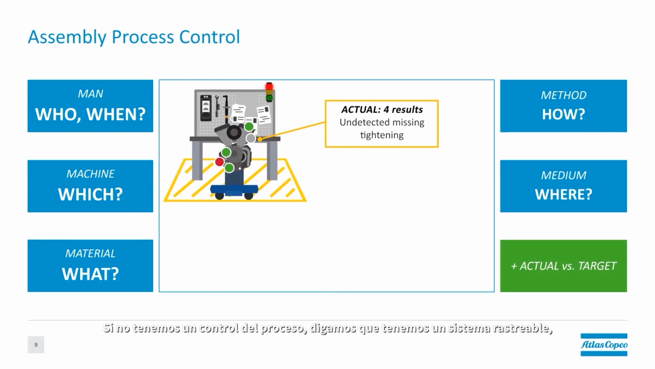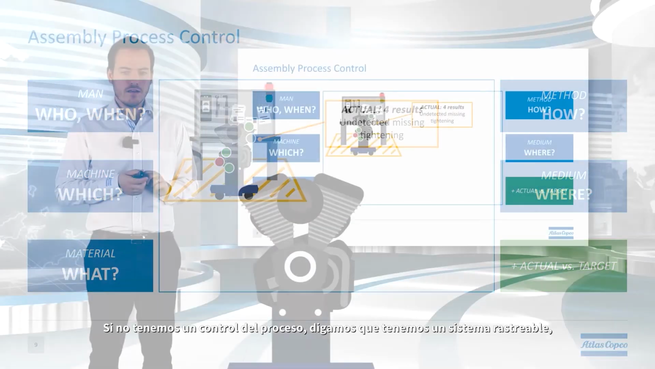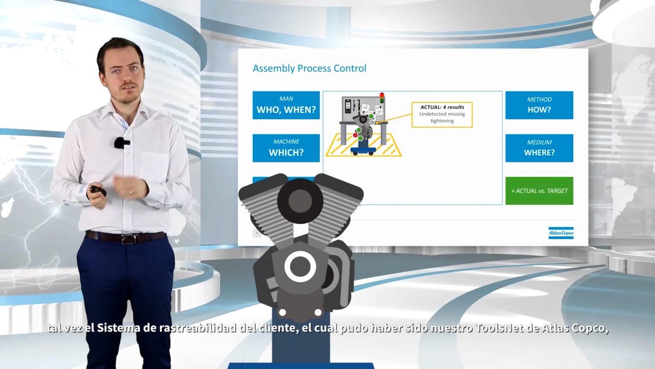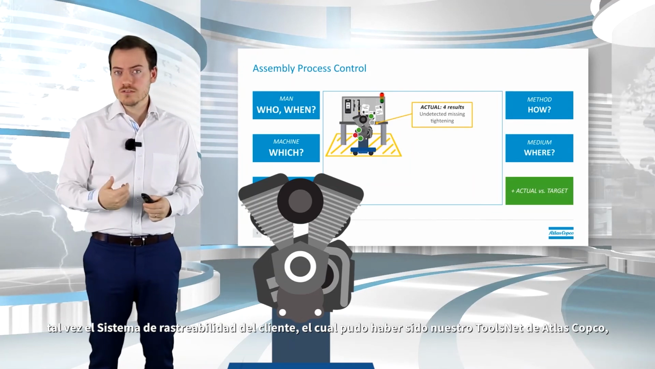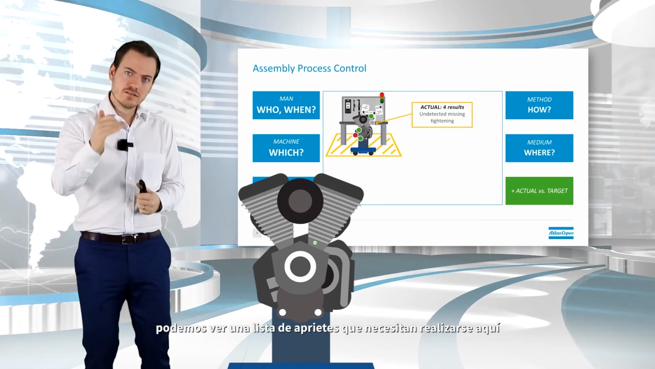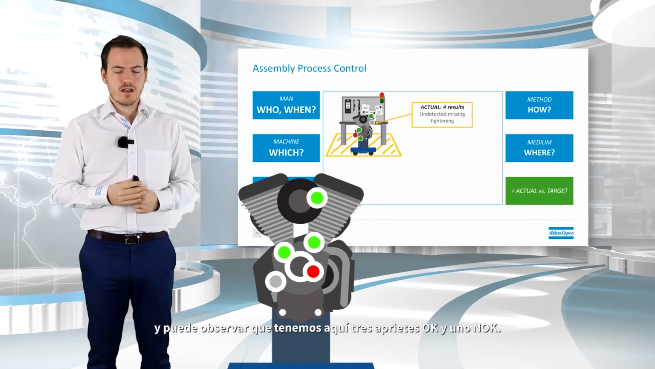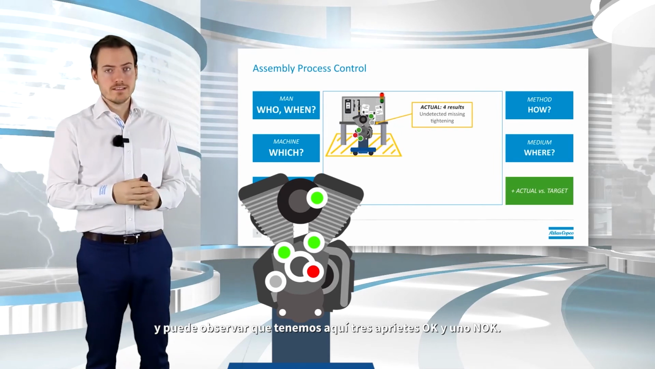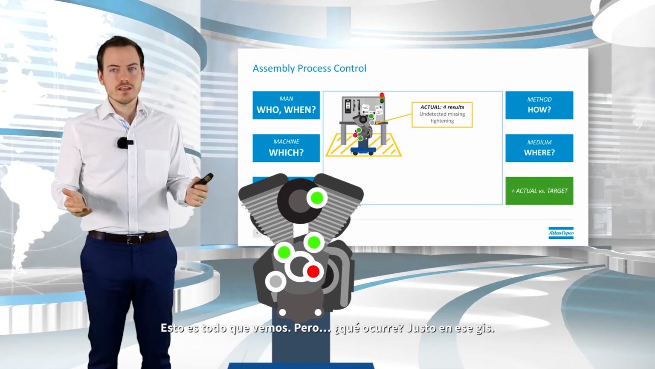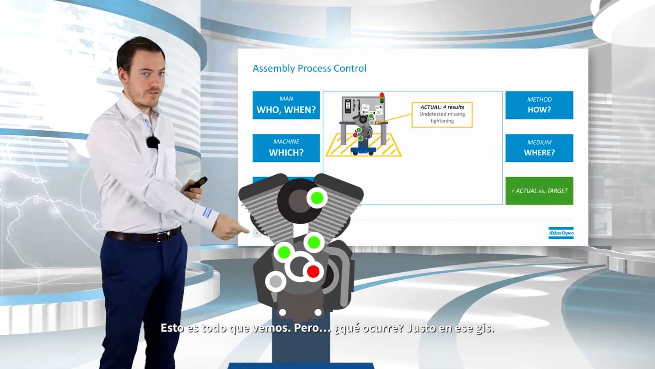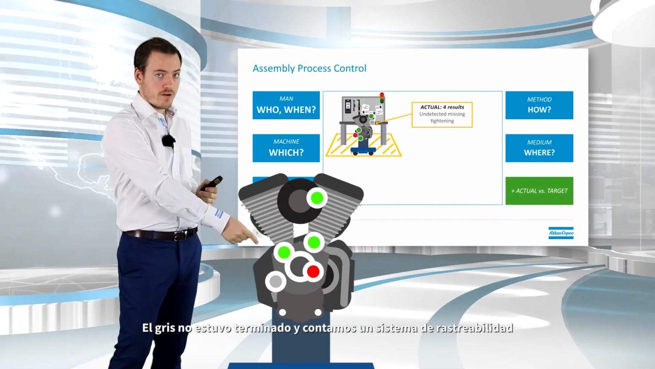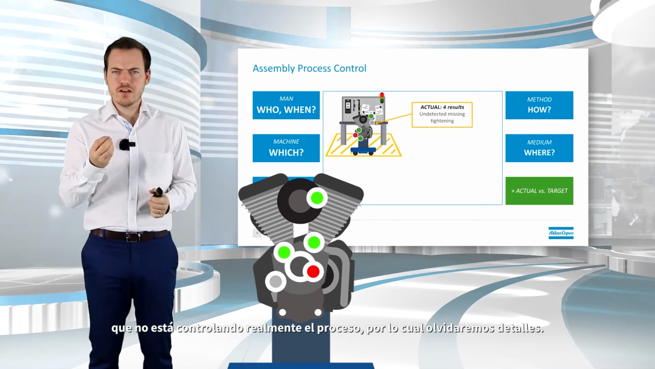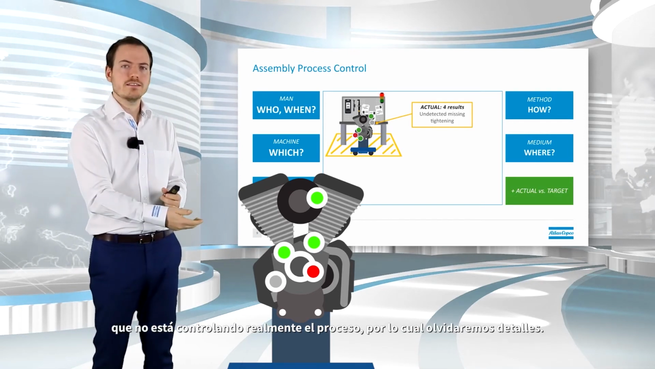Now, if we don't have process control, and let's say we have a traceability system, maybe the customer's traceability system, the quality system, it could be even our own ToolsNet, then we see a list of the tightenings that were done there. And then you see, okay, we have here 3 OK tightenings and 1 NOK. That's all we see. But what happens? This gray one here wasn't done. And if we have just a traceability system that is not really controlling the process, then we will miss that.